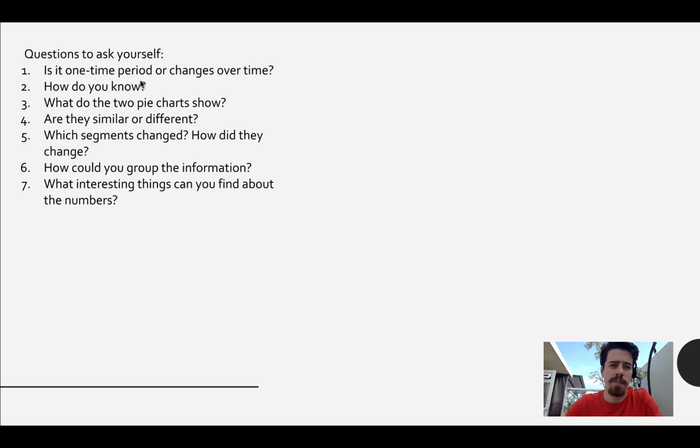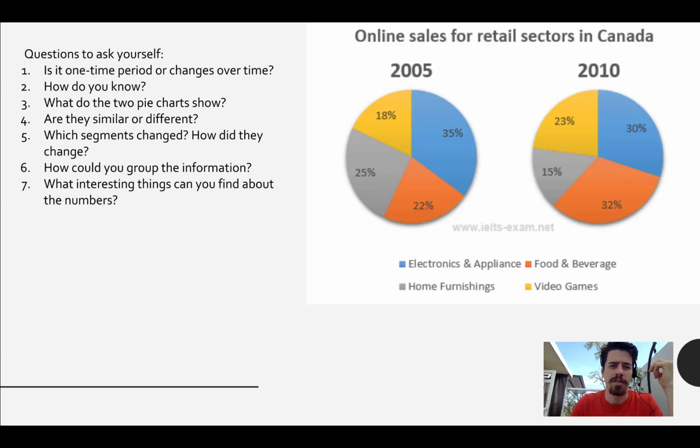Is it one time period or changes over time? Changes over time means there'll be many time periods in the graph. How do you know that? You should be able to tell from the graphs. What do the two pie charts show? Are they similar or different? Which segments change? How did they change? How could you group the information? What interesting things can you find out about the numbers?